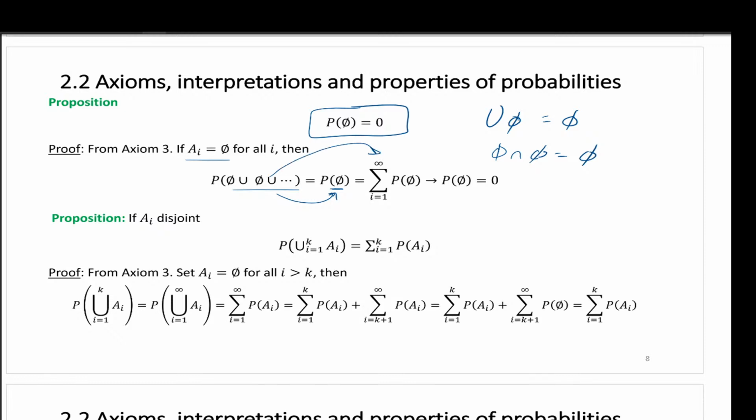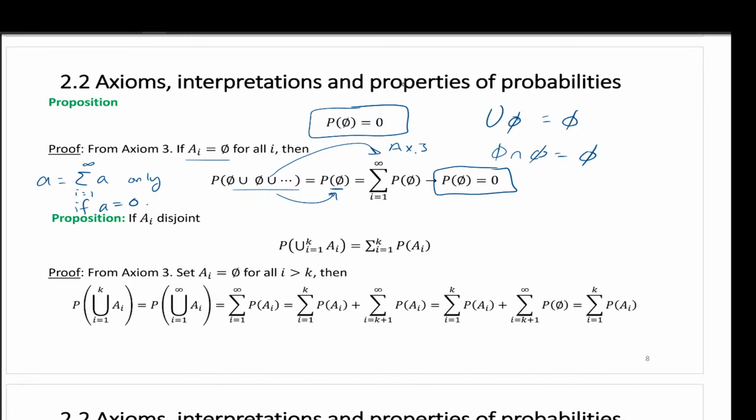So this one is equal to this one by axiom 3. So the probability of the empty set is equal to the infinite sum of probabilities of the empty set. The only way that's true is if the probability of the empty set is 0. You can't add a number to itself infinitely many times and equal the original number, unless the probability of the empty set is 0. So basically A equals the sum of A, I goes from 1 to infinity, only if A is 0. So that's how we can imply that the probability of the empty set is 0.